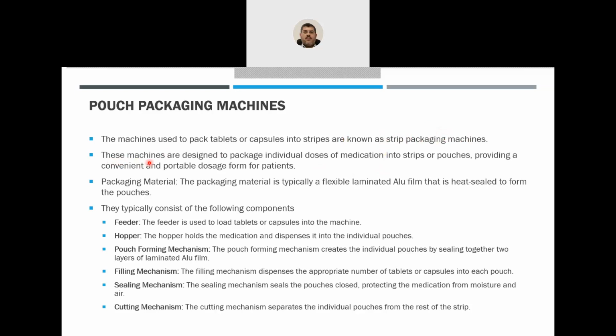Okay, these machines are designed to package individual doses of medicines into strips or pouches, providing a convenient and portable dosage form for patients. So, what is the shape of the pouch? Pouch is like a sack.